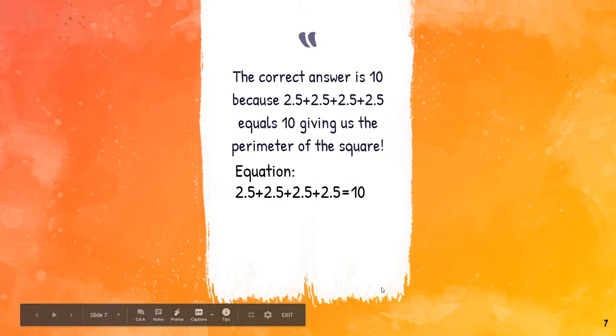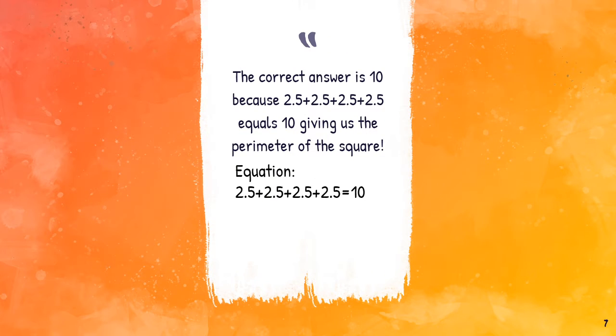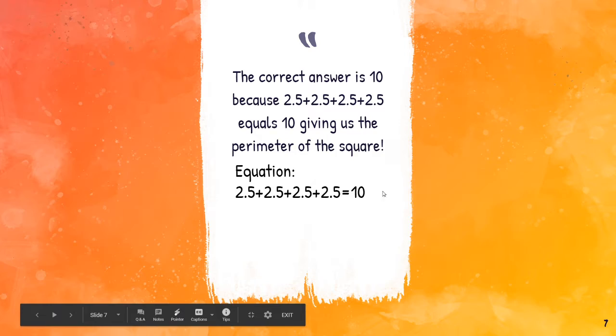The correct answer is 10 because 2.5 plus 2.5 plus 2.5 plus 2.5 equals 10, giving us the perimeter of the square. And you can look at the equation and how we set that up right over here.